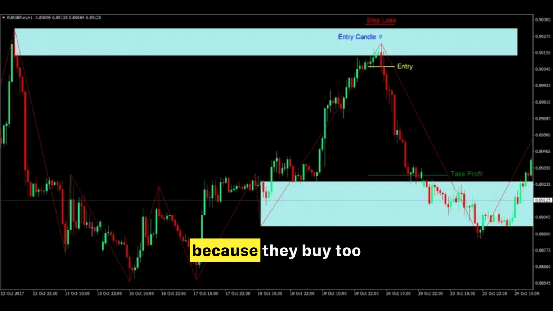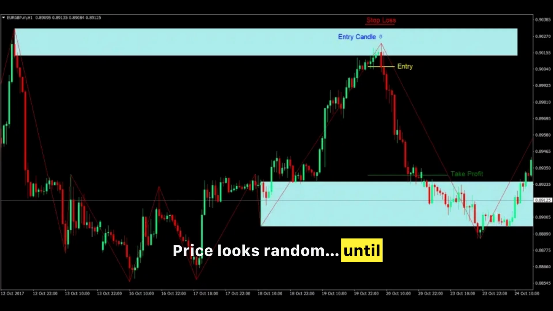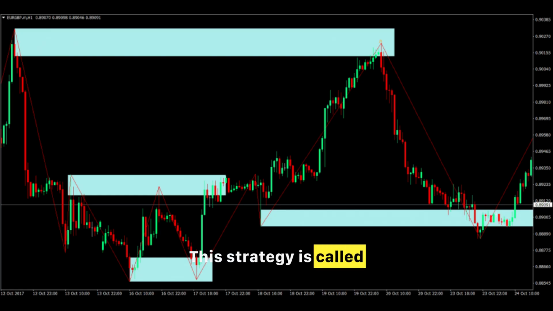Most traders lose money because they buy too late or sell too early. Price looks random until you learn how to trade support and resistance the smart way. This strategy is called the support and resistance area bounce strategy. It's simple and perfect for beginners.